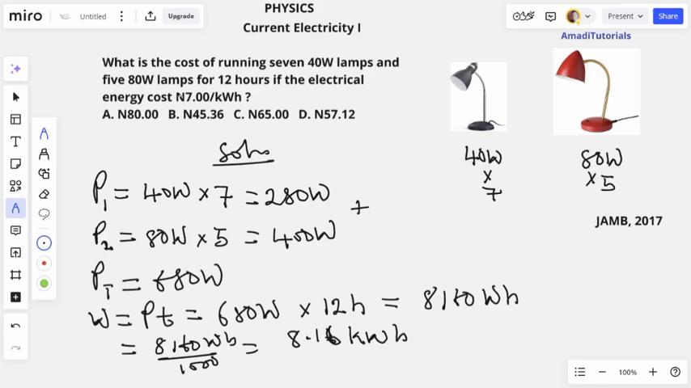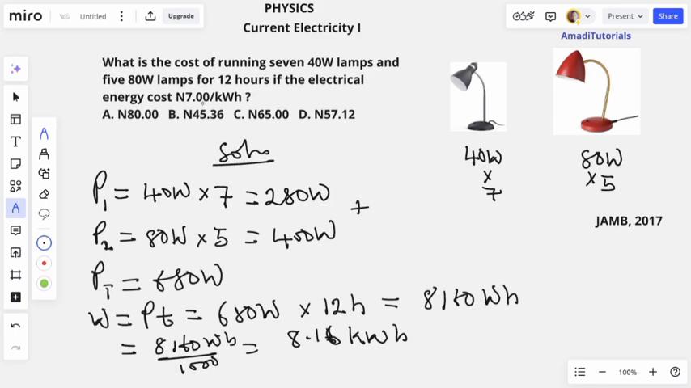And then we are being told here that the cost of energy in that country, Nigeria, it is an assumption, it's just a question. We are not saying this is the actual cost in that country, okay? So the cost of energy is 7 naira per kilowatt hour. So that means each kilowatt hour, they charge 7 naira. So therefore, running this for 12 hours consumes 8.16 kilowatt hours.